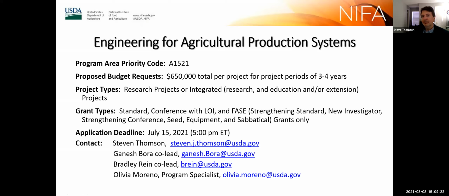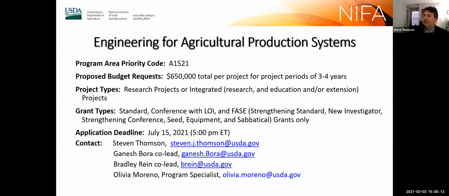The budget has gone up to $650K per project. The project period in this one is 3 to 4 years still. We can accept either research projects or integrated projects, which in addition to research, have education or extension in combination. You need at least two out of the 3 specified. The grant types are pretty standard stuff here. We have the standard grants, and conference grants with the letter of intent. We are accepting those, as you probably know, throughout the year. There's no deadline with those. So as they come in, we evaluate those via ad hoc review.